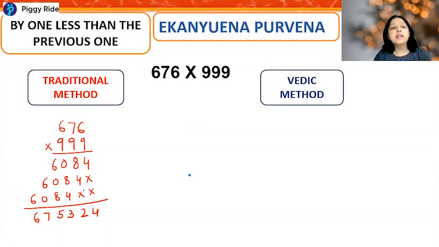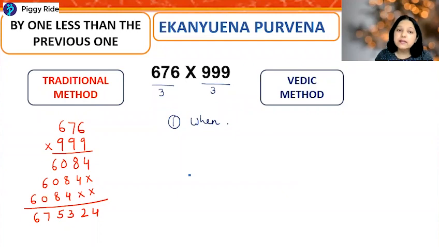But in Vedic maths we have different conditions. Like here you can see, in 676 and 999 we have 3 digits here and 3 nines here. So the first case we will study is when we have an equal number of nines and digits. So the first case is when the number of nines and the number of digits are the same.